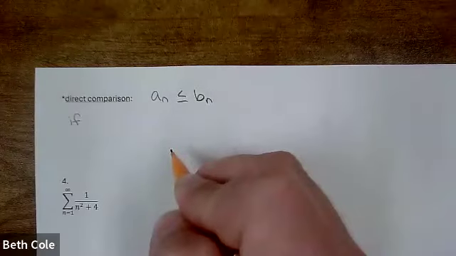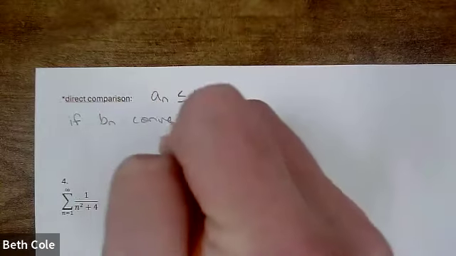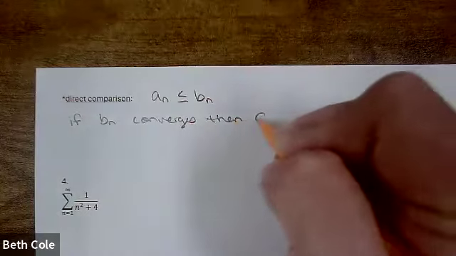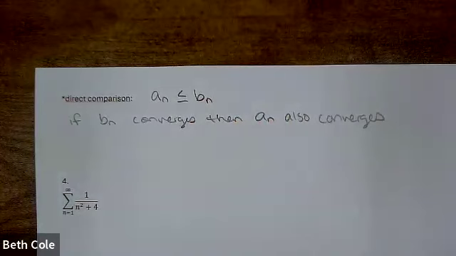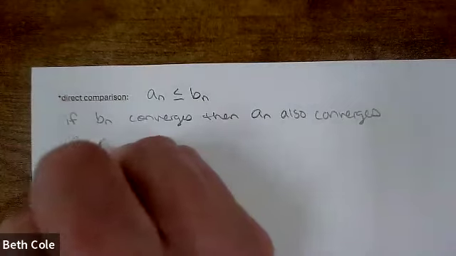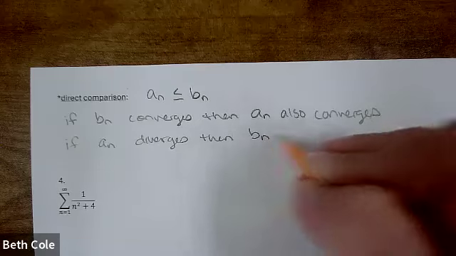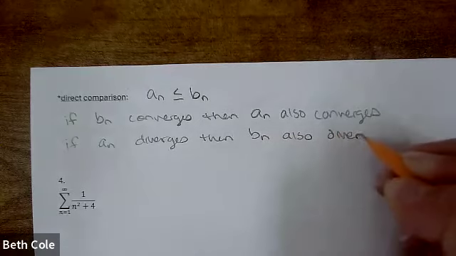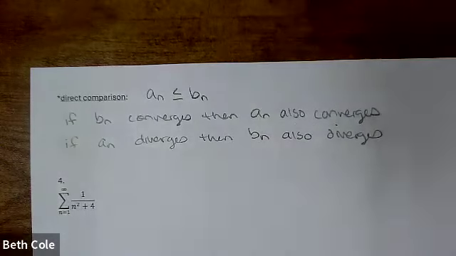So there's going to be two if-then statements here. If B sub n converges, then A sub n also converges. I'm going to write out both statements and then we'll talk about them. Let me get the writing done first. So if B converges, then A also converges. If A diverges, then B also diverges. So take a minute and write it down, and then we'll just have a brief conversation on why that's true.